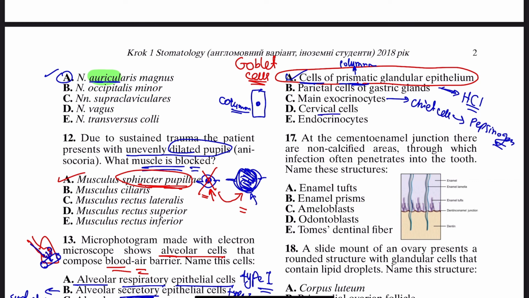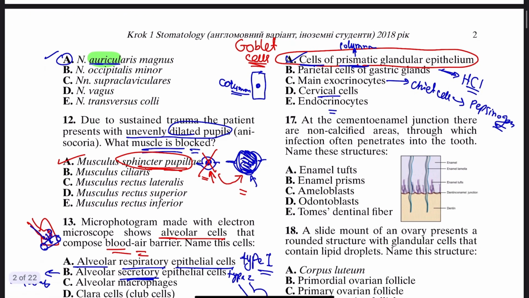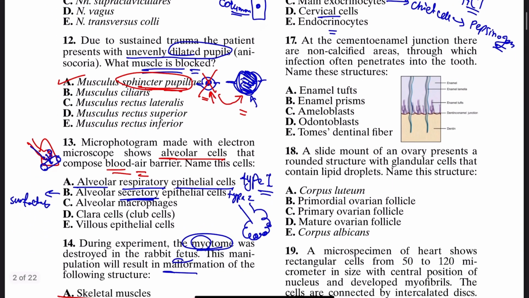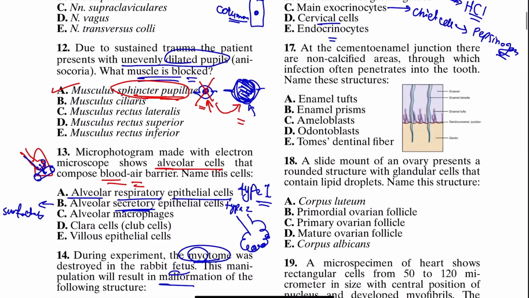Cervical cells also have some role in regeneration, I think. Endocrinocytes also have a role in activating the G cells. So prismatic glandular epithelium. Here we have a question about the cemento-enamel junction.